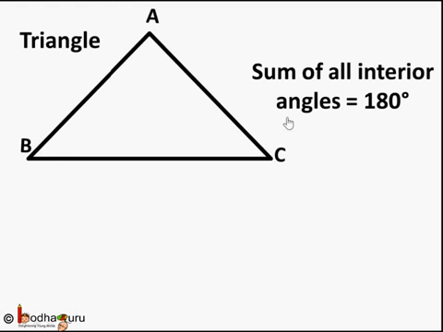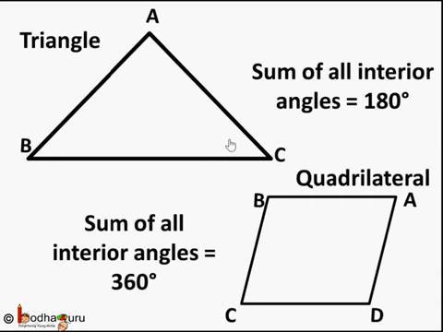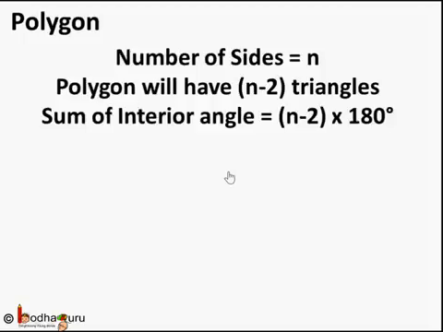For a triangle, we know the sum of interior angles is 180 degrees: this angle plus this angle plus this angle. For a quadrilateral, it is 360 degrees: this angle plus this plus this plus this. And the generic formula we learned for the sum of interior angles was: if there is a polygon with n sides, then it will have n minus 2 triangles if we draw diagonals from a given point, and the sum of its interior angles will be n minus 2 triangles times the sum of interior angles of each triangle, which is 180 degrees.